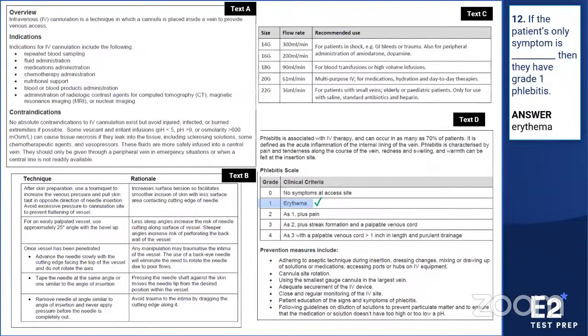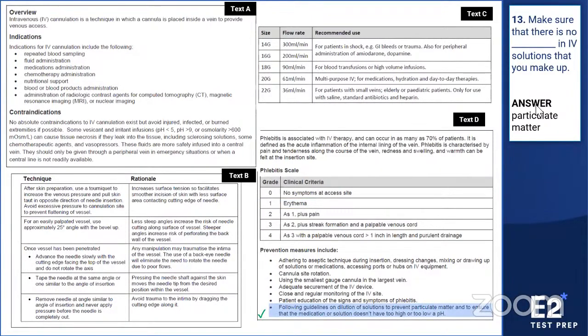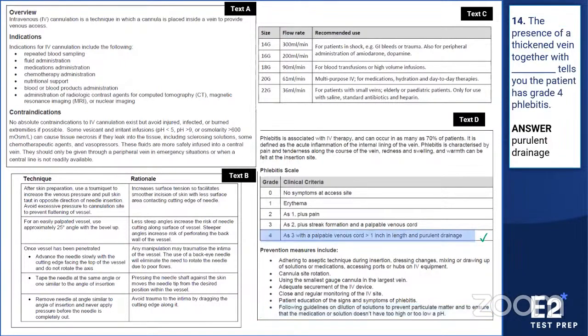Erythema for 12, most people get that quickly. Number 13 is particulate matter. And the hint is that we want none of this. Make sure that there is no particulate matter. Now, if you wrote particular matter, unfortunately, you wouldn't get that point. It would be marked incorrectly. So make sure that you do copy what is written down correctly.